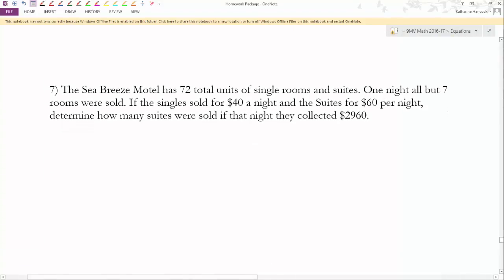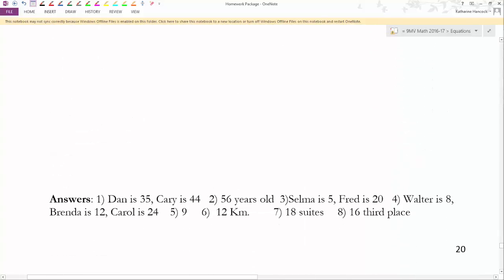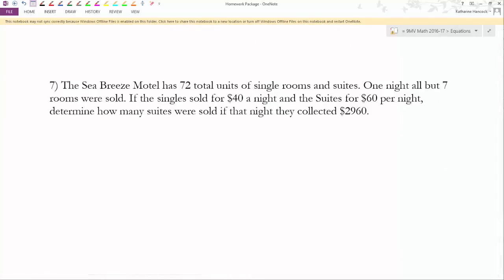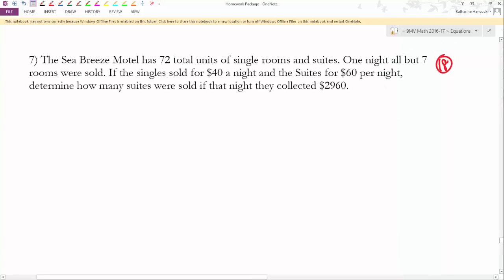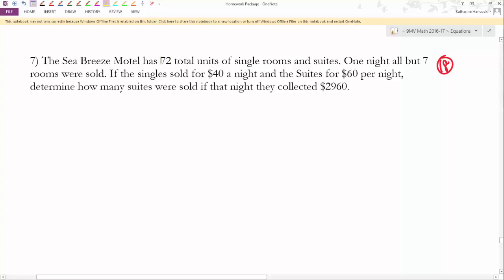Question 7. Okay, before we go to question 7, I'm just going to check what the answer was. The answer is going to be 18 suites. So we're looking for 18 for our answer. Okay. Sea Breeze Motel has 72 total units, single rooms and suites. So 2 different things. One night, all but 7 rooms were sold. So they're giving us this to kind of mess us up. It tells us that the singles are worth 40 and the suites are worth 60. And then the total money is 2,960.